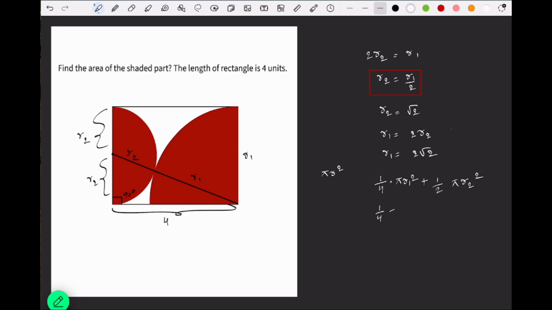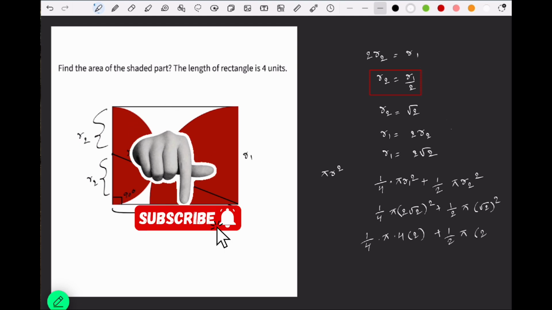1 by 4 times pi times 2 root 2 whole square plus 1 by 2 times pi times root 2 whole square. If we simplify this further, it is 1 by 4 multiplied by pi times 4 times 2, plus 1 by 2 times pi times 2. If we cancel these things together, the area of the shaded part is 3 pi.